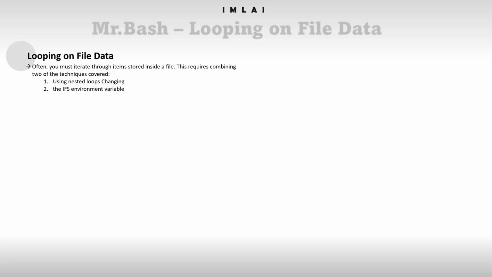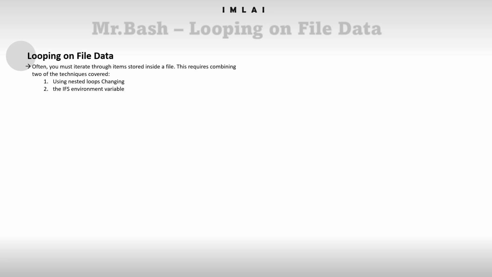So now let's do the most widely done activity in Linux, that is looping on file data. Often you must iterate through items stored inside a file. This requires combining two of the techniques that have been covered so far: one is using nested loops, and the second one is the IFS environment variable. This is very important. IFS environment variable, that's capital I, capital F, capital S.